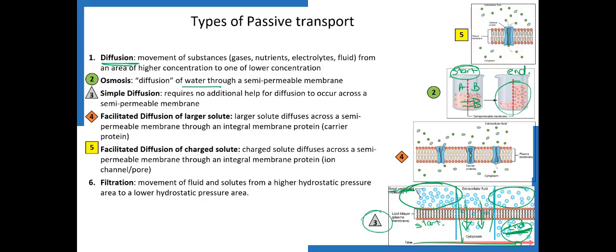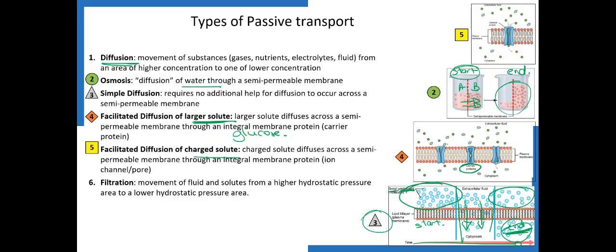Sometimes you've got larger substances that want to diffuse across the membrane, but they can't, either because they're too large, or because the substance has a negative or a positive charge. So if the solute is too large, for example glucose, glucose can diffuse into the cell with the help of an integral membrane protein called a carrier protein.